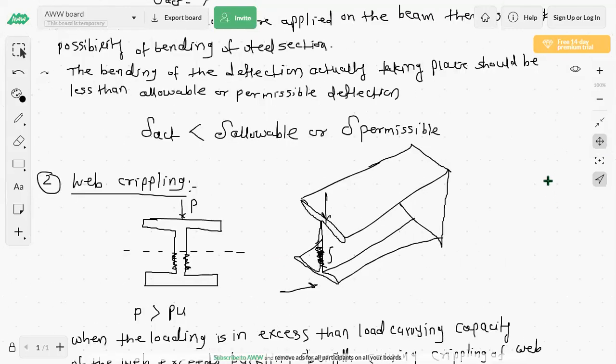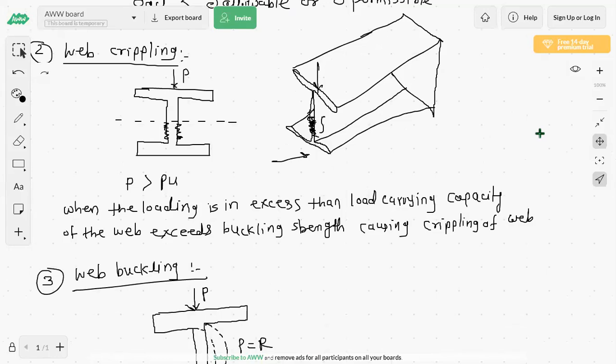The second mode of failure is the web crippling. So web crippling, what does it mean? Some external applied load will be coming on the beam. So P is the external applied force. So due to this external applied force, what is written here? When the loading is in excess of the load carrying capacity.